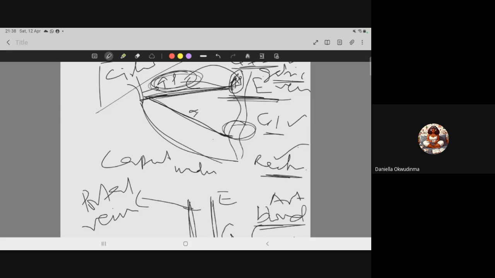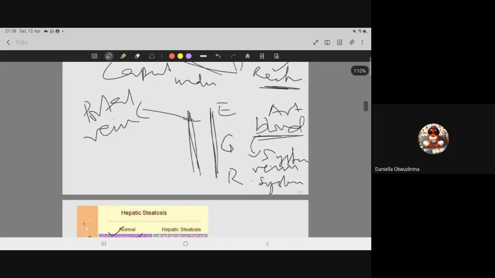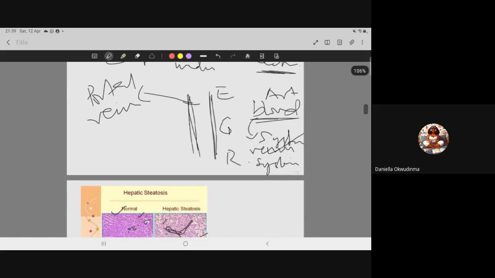And by collaterals I mean that your portal vein can come into contact with your systemic venous blood. Okay, at these 3 points only. Other than that, it is never in contact with the systemic venous system. Okay. I hope it's very clear for esophageal varices and you guys understand this thing.